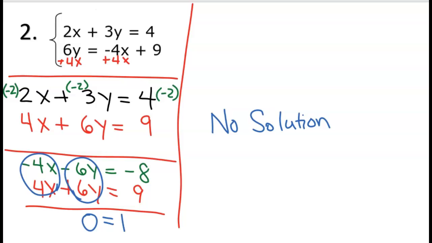If the X's cancel out and the Y's cancel out and you get a false mathematical statement, then it is no solution. What that means is the lines were parallel lines to begin with, so there's not an intersection point. But the first step is to line up your X's, line up your Y's, line up your whole number.